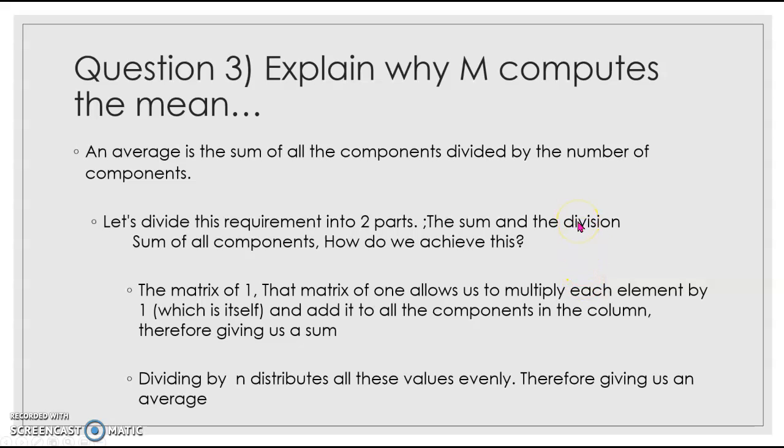Now we have to explore why m computes the mean. I went over this a little bit, but basically an average has 2 requirements: the sum, and then the division of the sum by the number of components. Having a matrix of 1s allows us to multiply each element by 1 and get a sum, and then we divide that by n. So 1 divided by n distributes those values evenly, giving us an average.